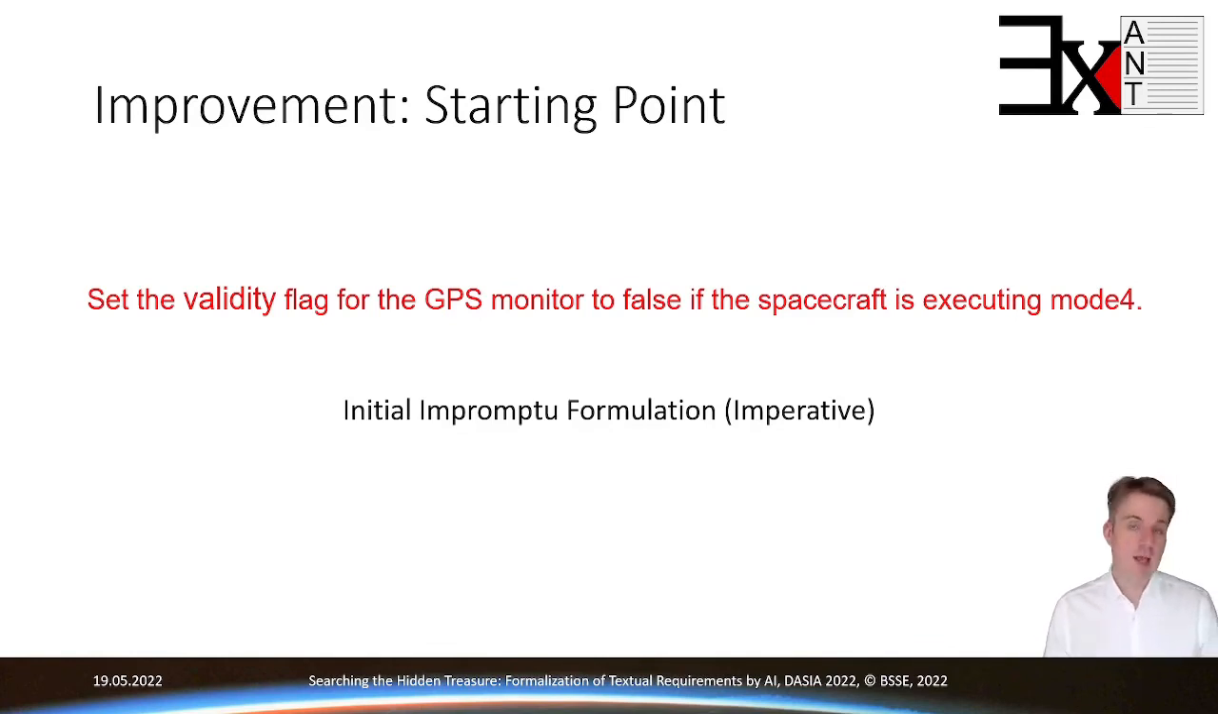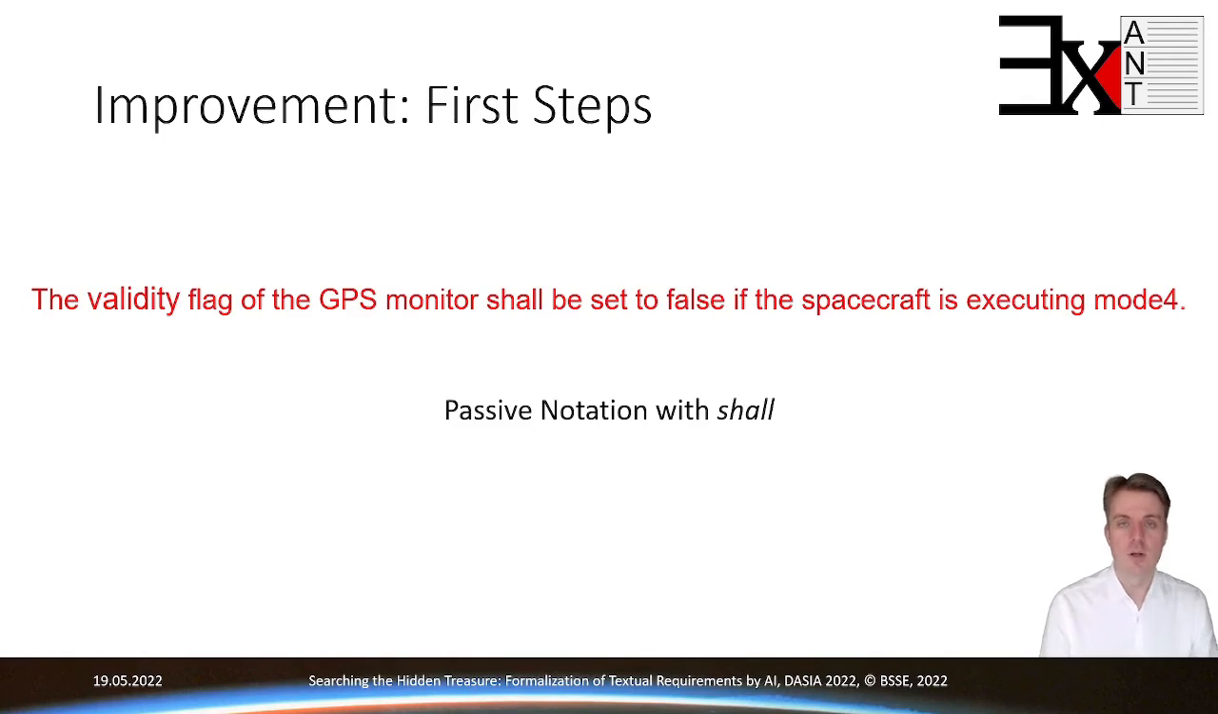And as I've said, the requirements that we've seen so far in the slide before are not that well expressed. And that is part of the improvement loop that we have in the beginning. So the initial impromptu formulation might be: set the validity flag for the GPS monitor to false if the spacecraft is executing mode 4. And the first thing that you might see is that the typical shell form that you have for textual requirements is not being used. And so this might be something that we want to change in the first place in order to express the urgency of fulfilling this requirement.